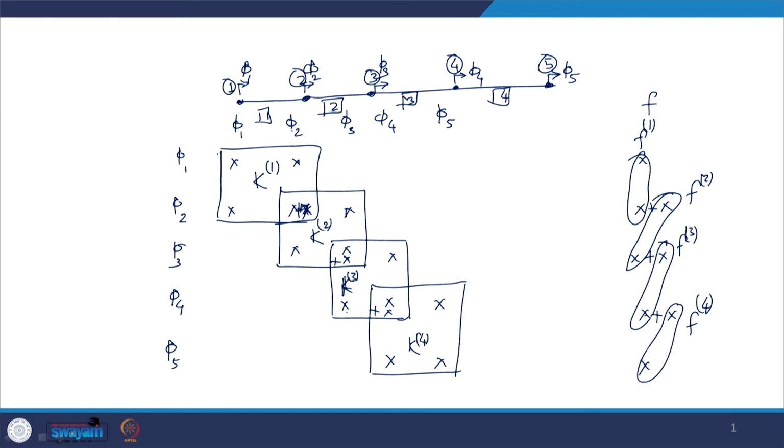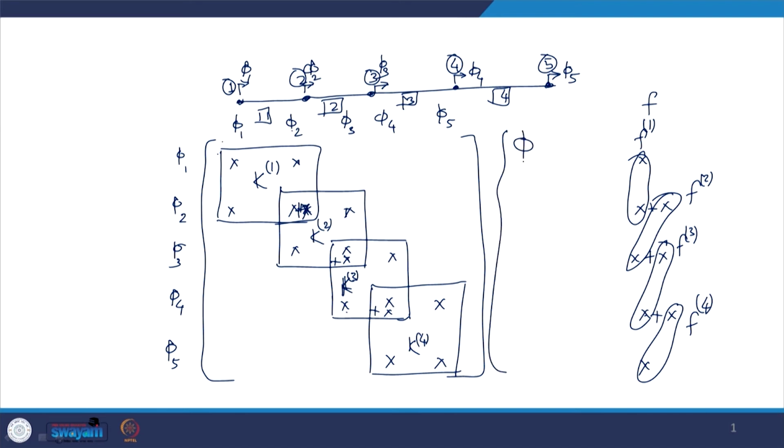and so on. So, together this becomes the global stiffness matrix K, and this is multiplied by the vector of unknowns.